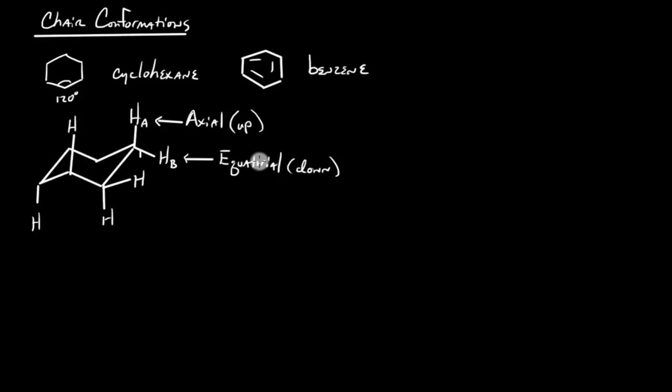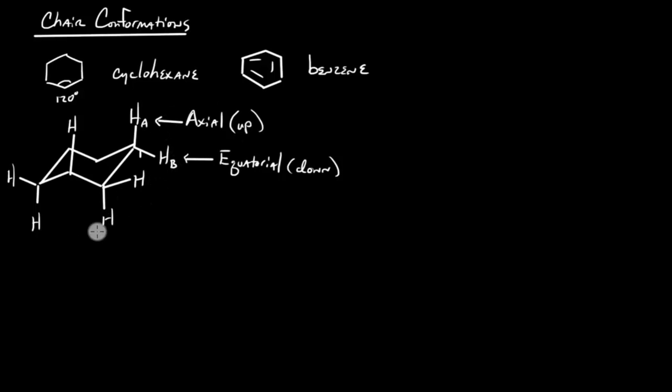So this equatorial is going to be pointing equatorial down, and so the next hydrogen over on carbon 2 is going to still be pointing equatorial up. Then the next one would be pointing equatorial down, and then the next one would be equatorial up. So this equatorial position alternates, just like the axial position alternates.